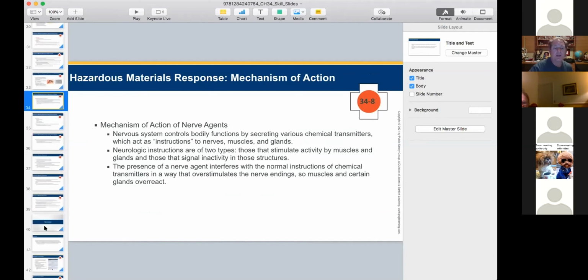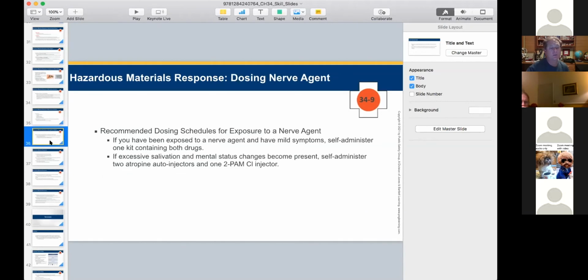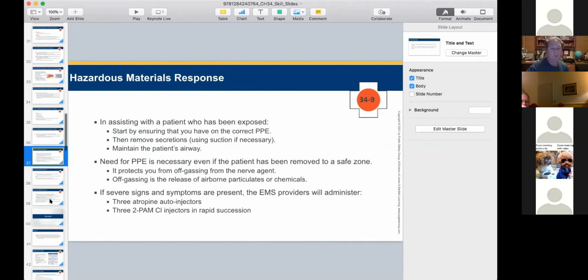Mechanism of a nerve agent. Nervous system controls bodily functions. This is where we get that sludge, the secreting various chemical transmitters, which act as instructors to nerves, muscles, and glands. I don't see us being exposed to too many nerve agents up on the mountain. This is what I talked about: the excessive salivation, tearing, secretions of your airway, respiratory distress, depressed mental status. The only way to cure this, if you don't have the antidote kit, is huge amounts of atropine, which you guys don't ever use. So, not important, not important.